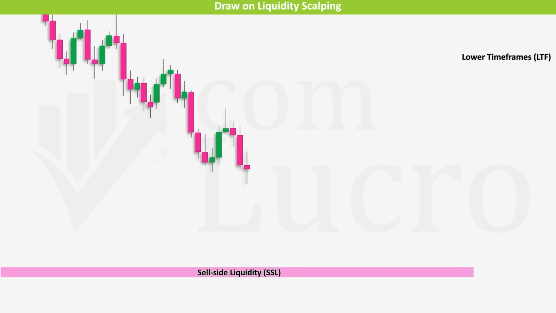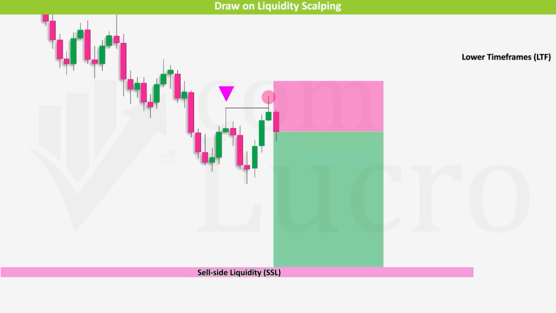At this stage, wait for price to push above a recent swing high and then quickly return back down. This behavior indicates that liquidity has been taken and that the market may be preparing to move lower. After this confirmation, enter a short position and place your stop loss above the high created by the liquidity grab.